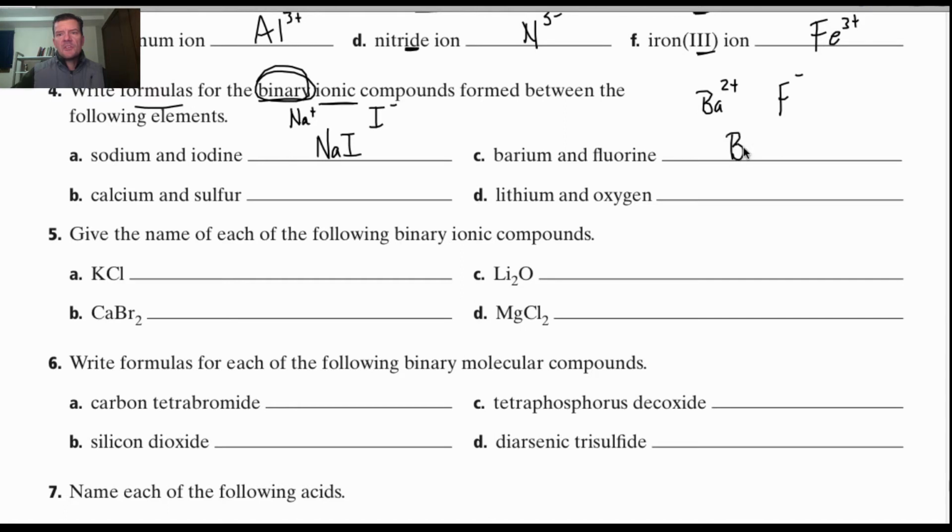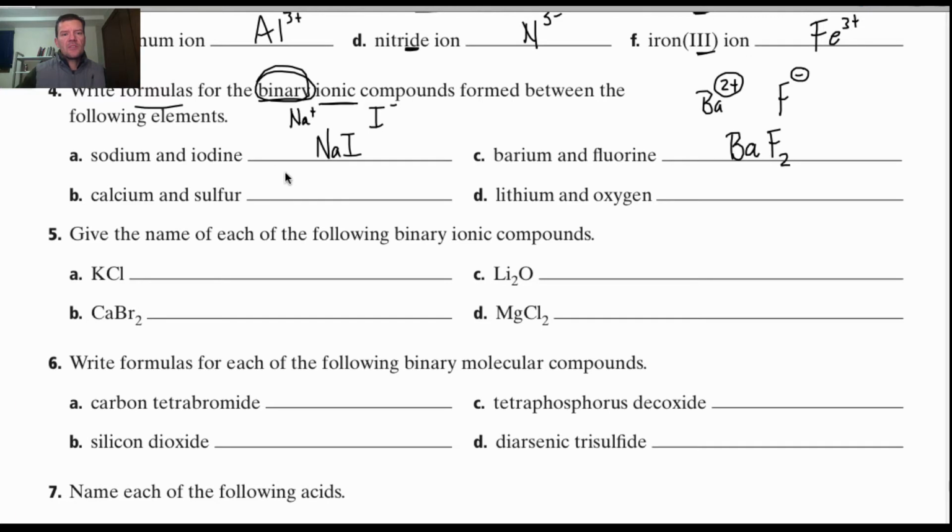So remember what we do here? To come up with the formula, if this charge here is a 2, then I'm going to need 2 of the fluoride ions, or 2 of the fluorine atoms in that compound. The fluoride ion is a -1, so I just need 1 of the barium. You never write 1 for the subscript, and that's your formula.